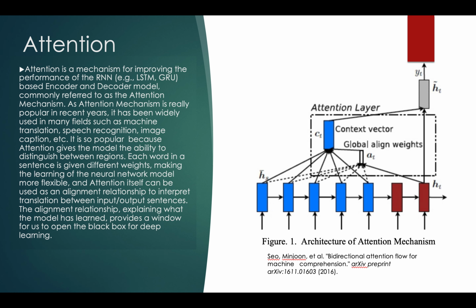It is so popular because attention gives the model the ability to distinguish between regions. Each word in a sentence is given different weights, making the learning of the neural network model more flexible. And attention in itself can be used as an alignment relationship to interpret the translation between the input and output sentences. The alignment relationship explaining what the model has learned provides a window for us to open the black box of deep learning. And you can see the architecture of the attention mechanism on the right of the slide.